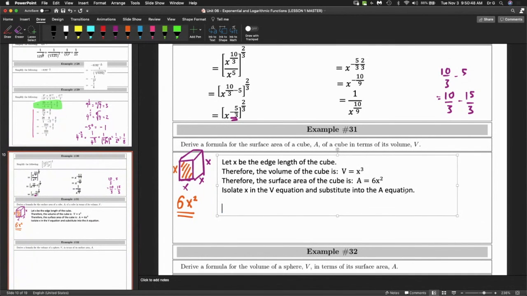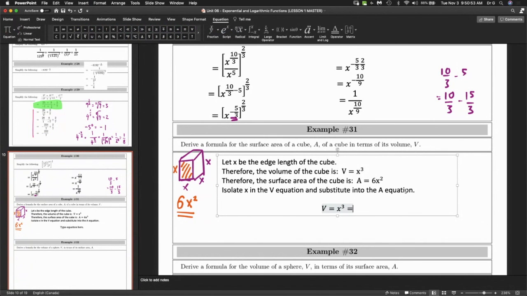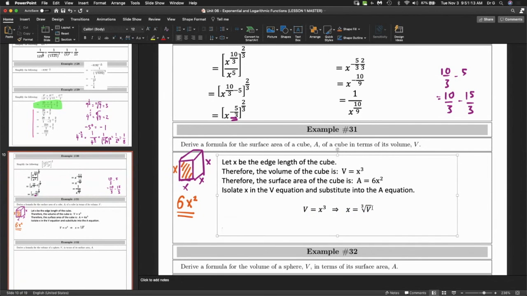Anyway, let's isolate for x in the volume equation. So we had v equals x cubed, which we can rewrite x equals v to the 1/3. Or if you want, you can use the cube root here. I'll use a cube root. It's easier to talk. Remember, the opposite of a square is a square root, or the inverse. The inverse of cube is a cube root.